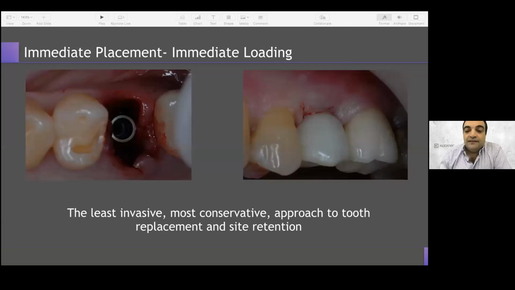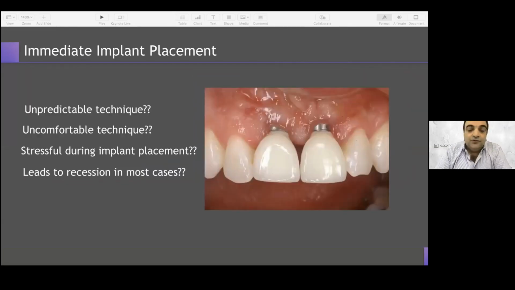As I told you, in the 80s and 90s, we had a lot of complications when doing immediate implant placement. So there were a lot of questions, especially whether this technique is unpredictable, uncomfortable, stressful, or whether it always leads to a recession or a bone resorption. From that time, we changed the technique. We are not doing it the same as we were doing it in the 80s. This is why we have better results.